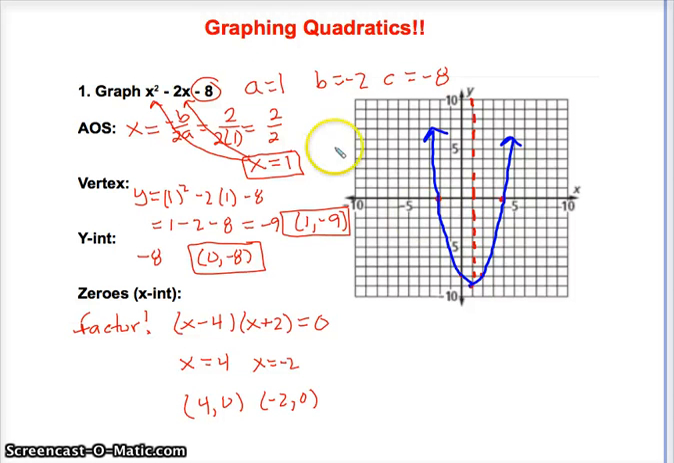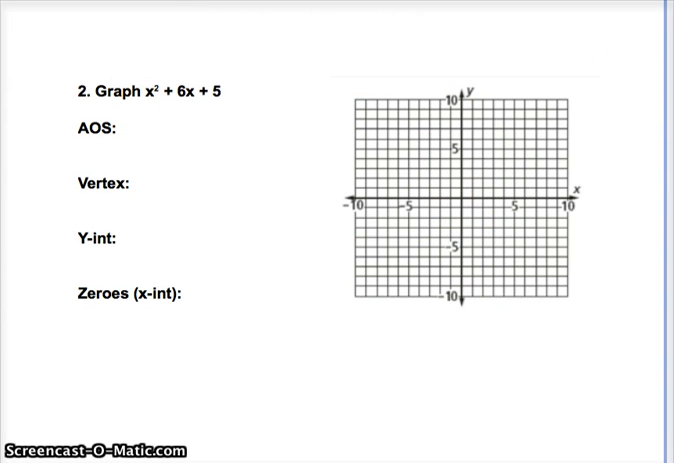Alright, now it's your turn. I want you to, on graph paper, attempt problem number 2. I want you to graph the quadratic x squared plus 6x plus 5. When you're all finished, please check your answer.